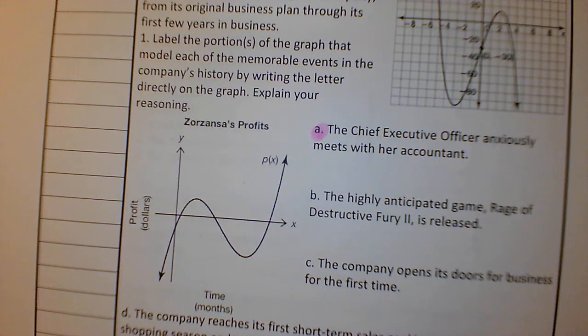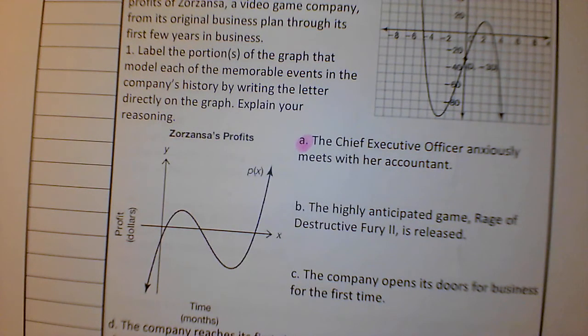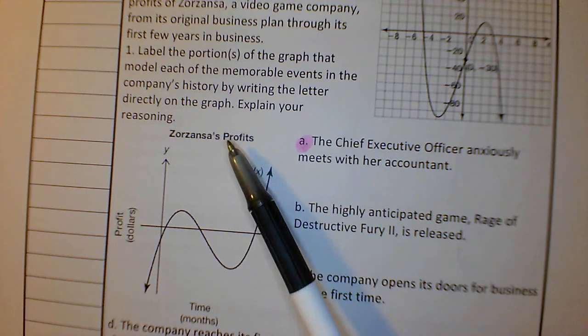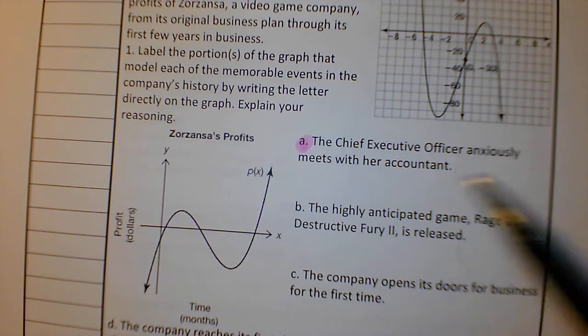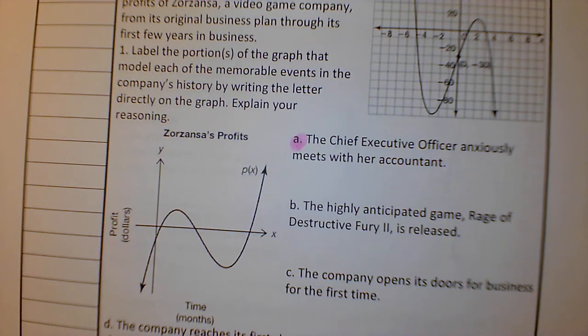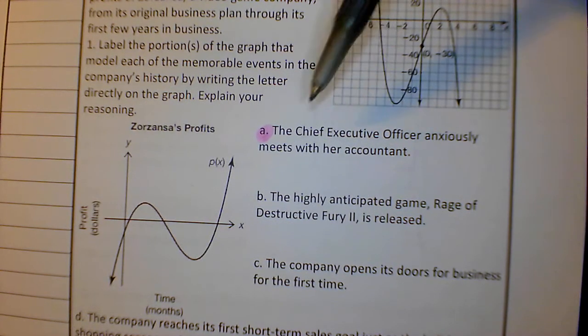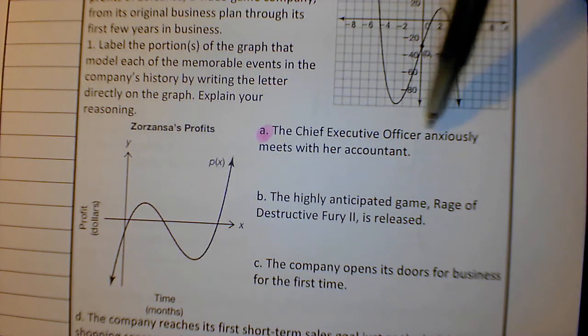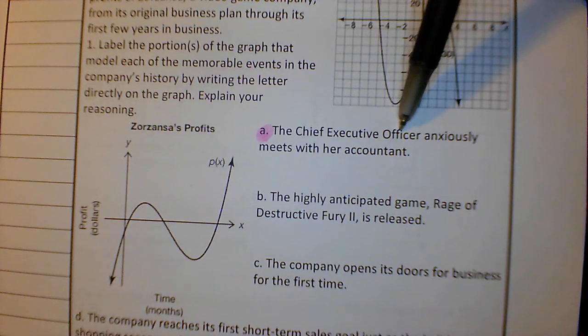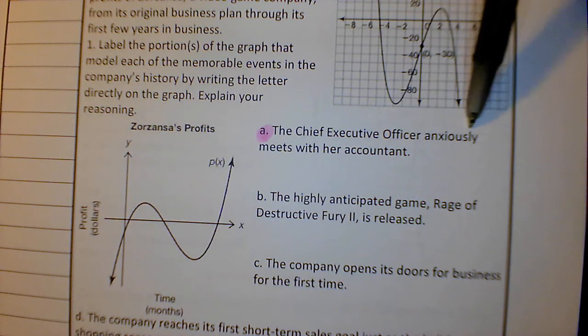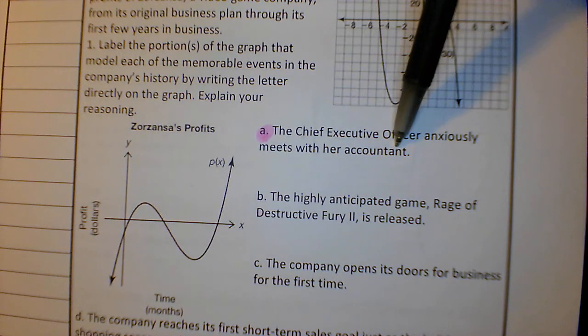Okay. Question 1 is asking us to label the portions of the graph that model each of the memorable events in the company's history by writing the letter directly on the graph. And then make sure that you also explain. So we're going to do A together just so you can kind of see what I'm looking for. Question A says the chief executive officer, the CEO, right, the person in charge of the company, anxiously meets with her accountant.